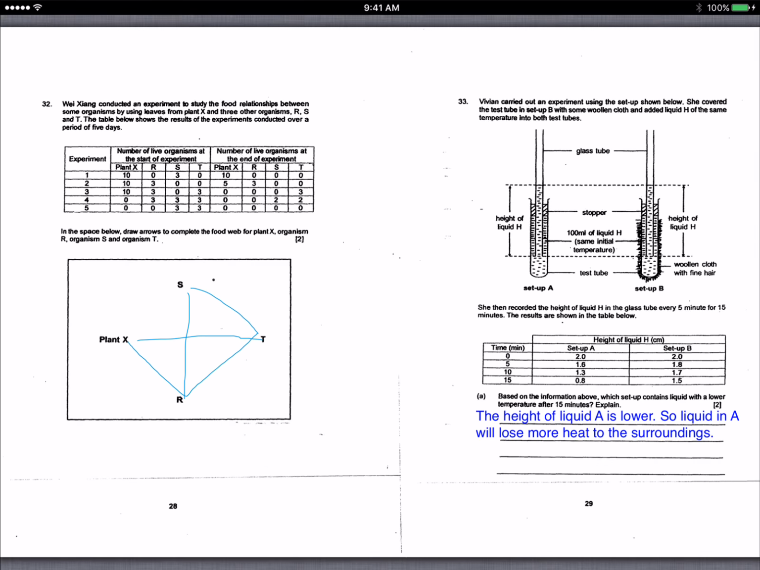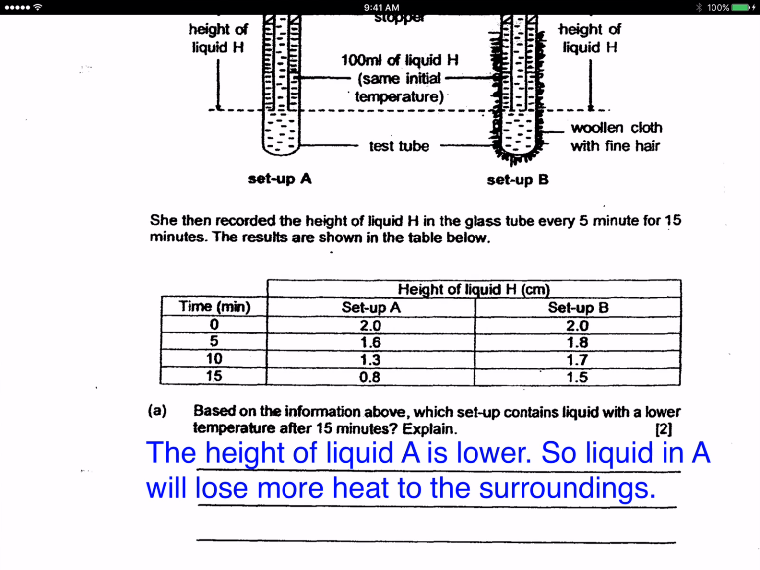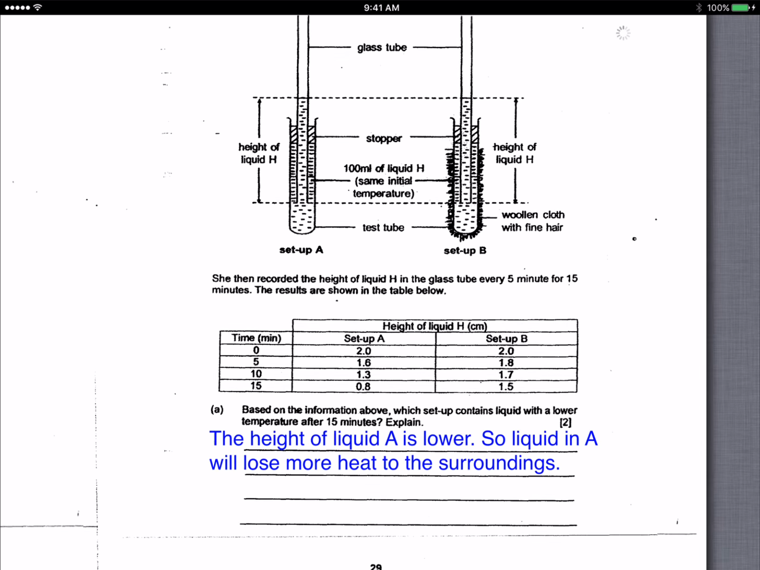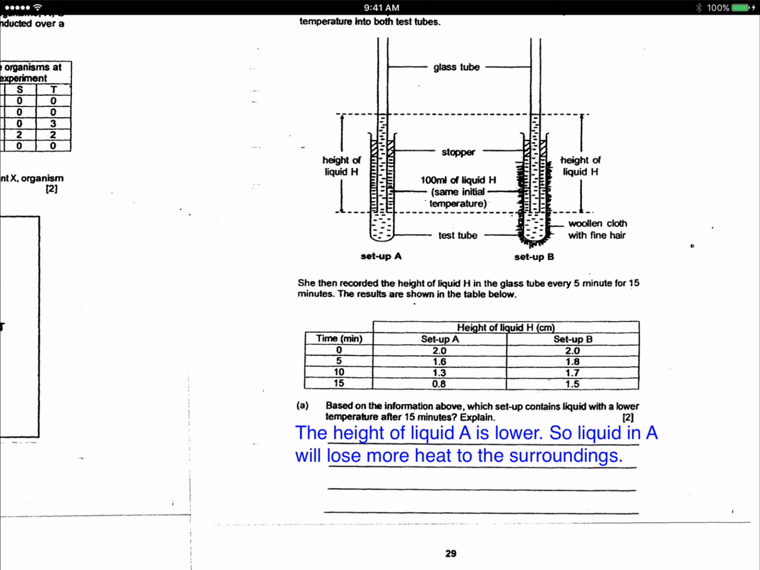Next one. The next question is, based on the information, which one with a lower temperature will have a lower temperature after 15 minutes? According to the diagram, you have two test tubes with a woolen cloth with fine hair outside. What does the woolen cloth with fine hair do to the test tube? It prevents heat loss.